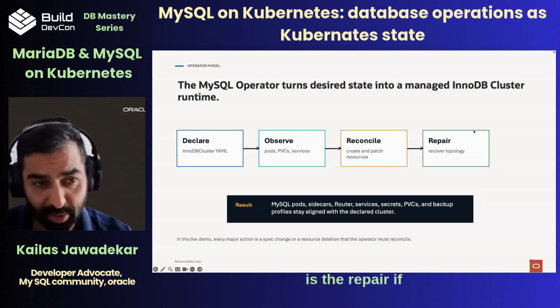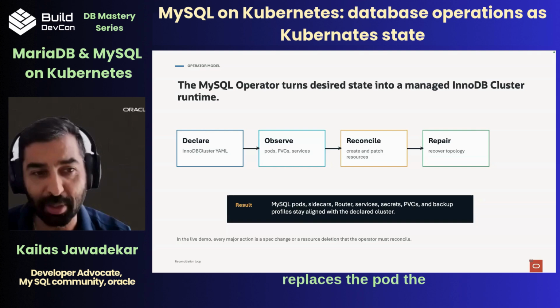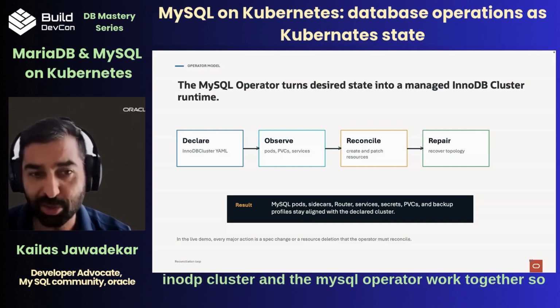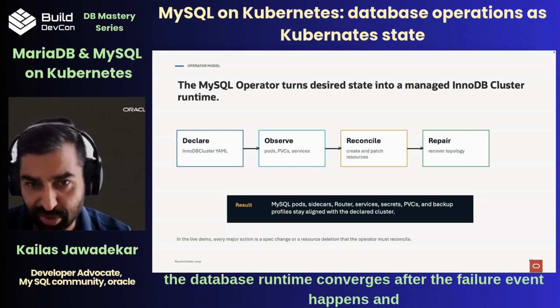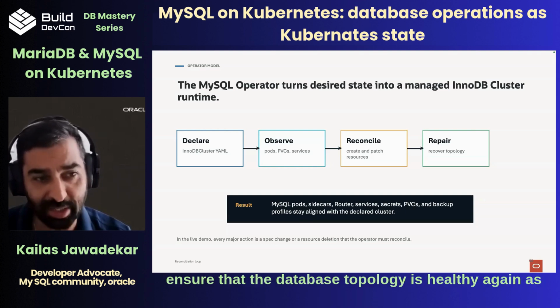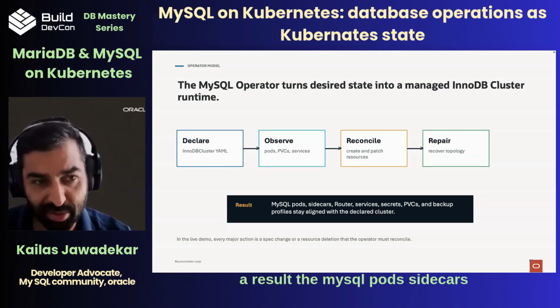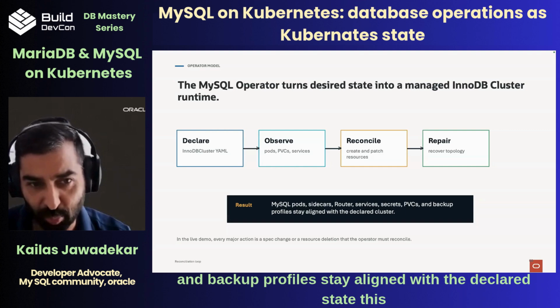Fourth is the repair. If a pod disappears for any reason, Kubernetes replaces the pod. The InnoDB cluster and the MySQL operator work together so the database runtime converges after the failure event happens and ensure that the database topology is healthy again. As a result, the MySQL pods, sidecars, router, services, secrets, PVCs, and backup profiles stay aligned with the declared state.